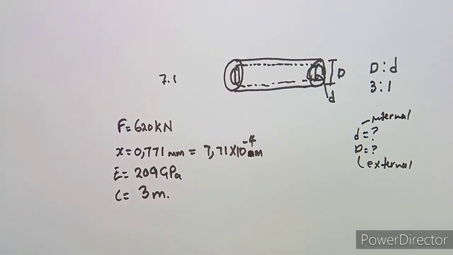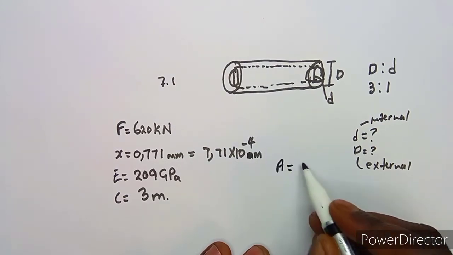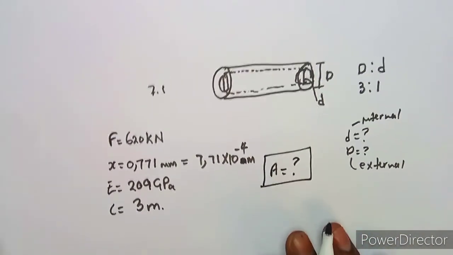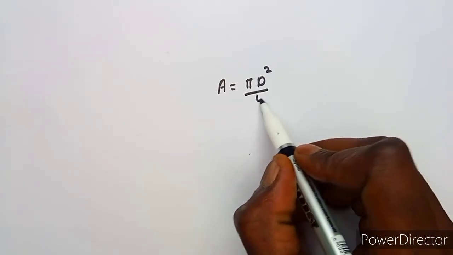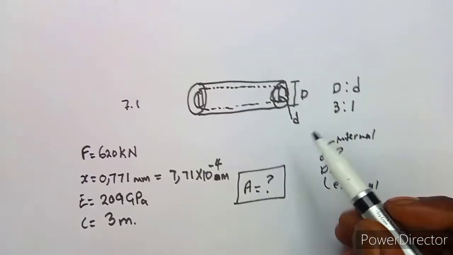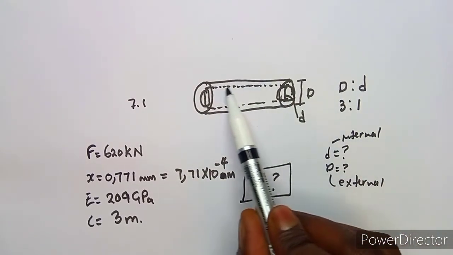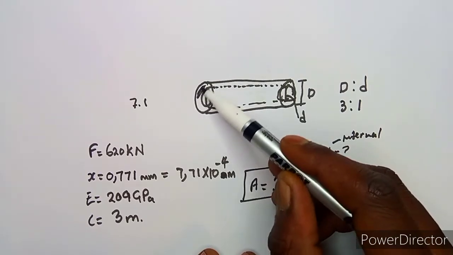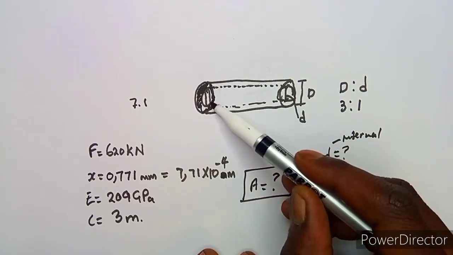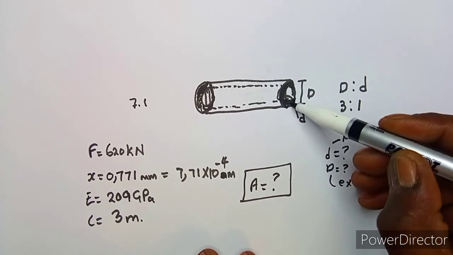The only part that can give us the diameter is where we have area. That is the only thing we can have, which means we must have area. Why must we have area? Because we know that area is equivalent to pi d squared over 4. But now take note, the area is going to be affected because this is like a hole. You are going to remain with this particular portion.